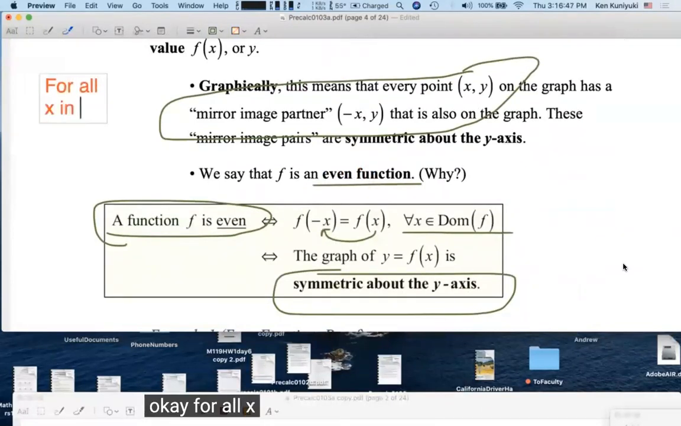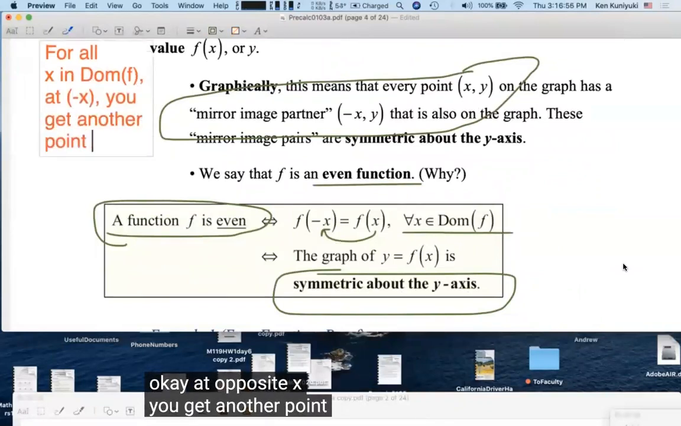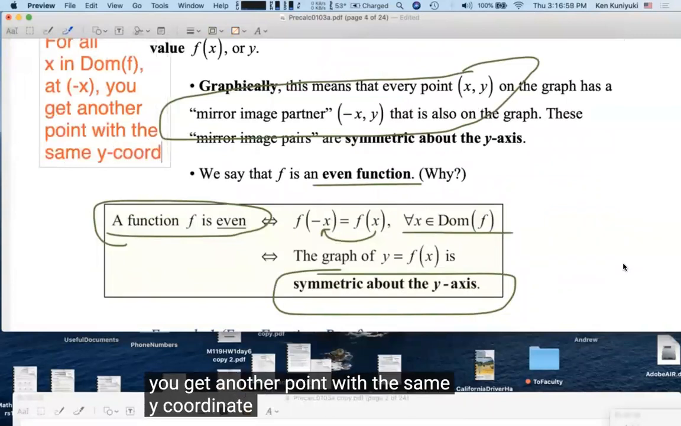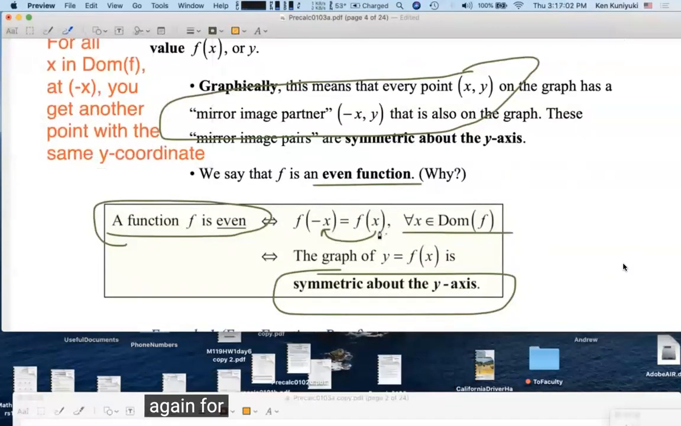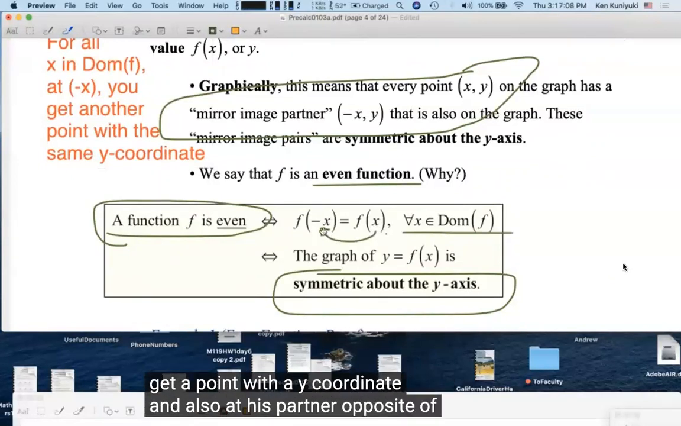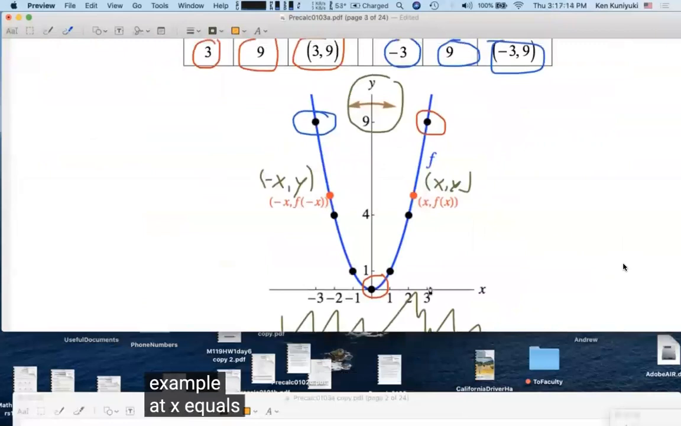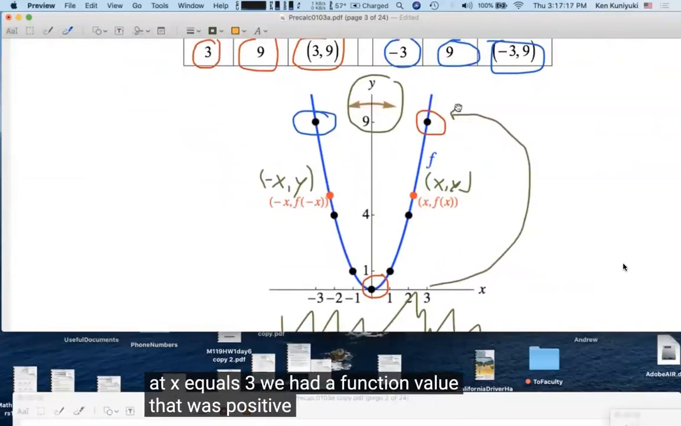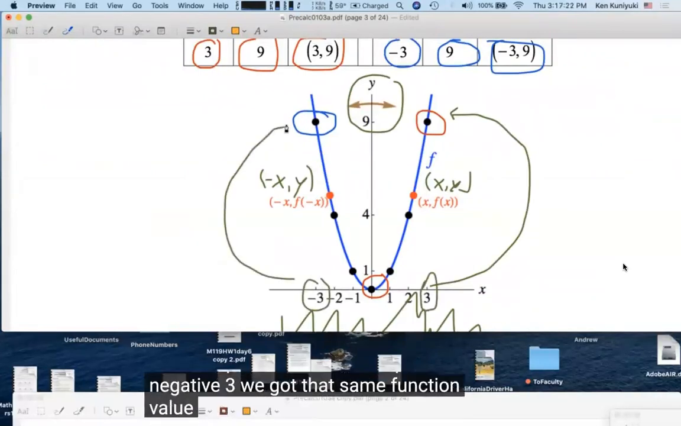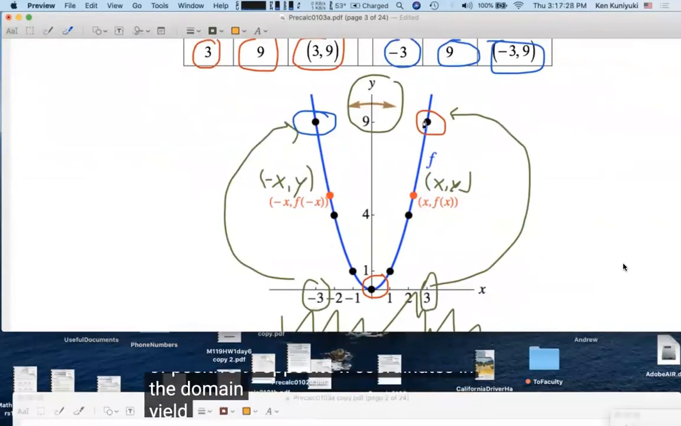Okay, for all x in the domain of f, at opposite x, you get another point with the same y coordinate. Again, for all x in the domain of f, you get a point with a y coordinate, and also at his partner, opposite of x, you get the same y coordinate. So for example, at x equals 3, we got a function value that was positive 9. But at x equals negative 3, we got that same function value, or y coordinate, of positive 9. Opposite x coordinates in the domain yield the same y coordinate.